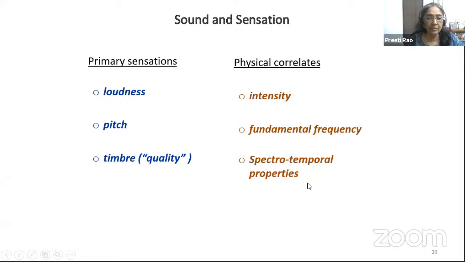It relates to a number of spectrotemporal properties. It's difficult to describe the timbre. It has a very rich vocabulary, things like dark, bright, soft, hard, or you might say something like, I heard a sound like a dog barking, for example. So that would be a description of timbre, using a kind of categorical description.